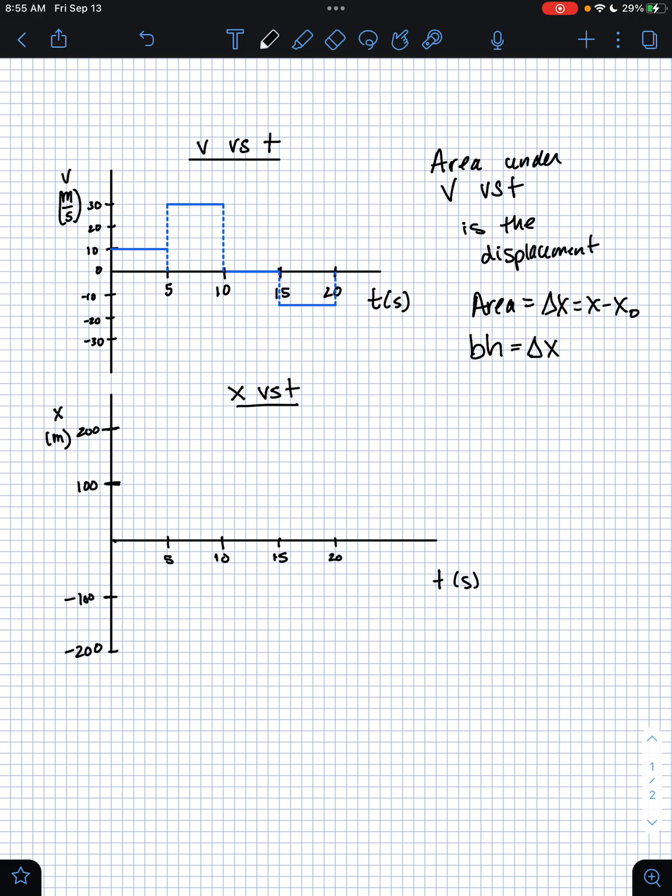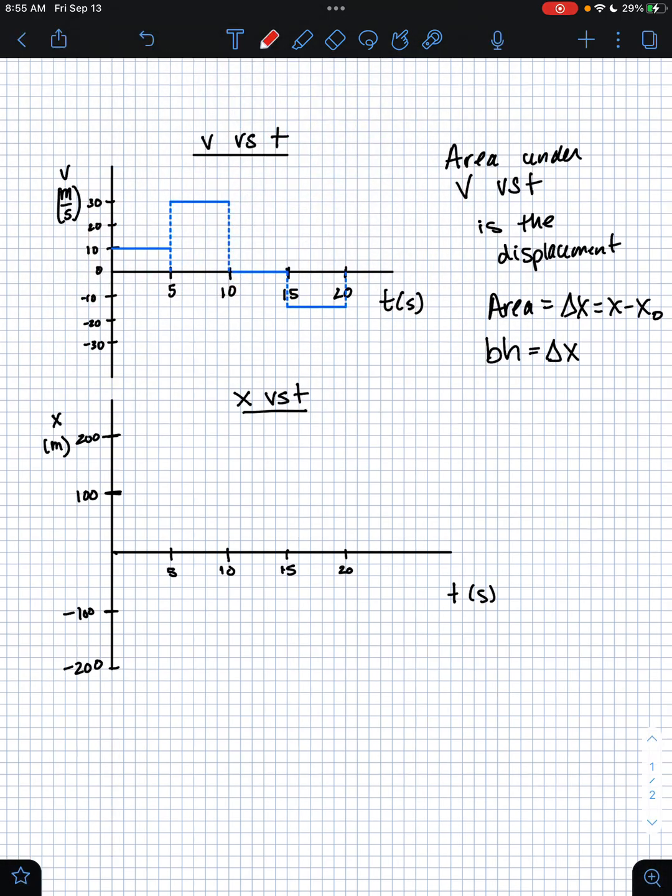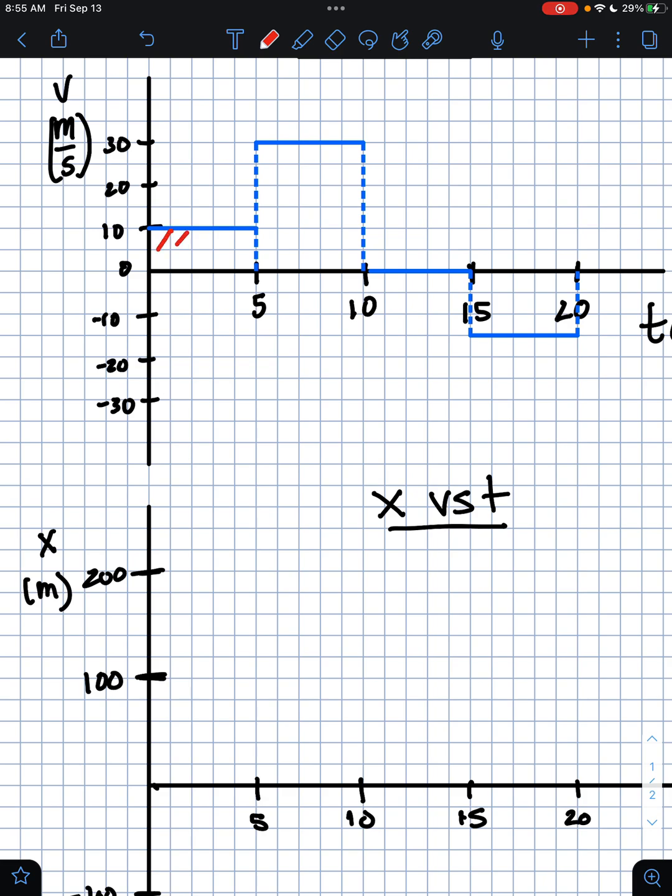So starting with this first section, we can look at the first 5 seconds and shade in that area and say that for the first section of the trip, because the displacement is equal to the base times the height, the base is 5 seconds, the height is 10 meters per second, and the displacement is going to be positive 50 meters. Now, that doesn't mean you're at a position of positive 50 meters. That means your change in position is positive 50 meters.